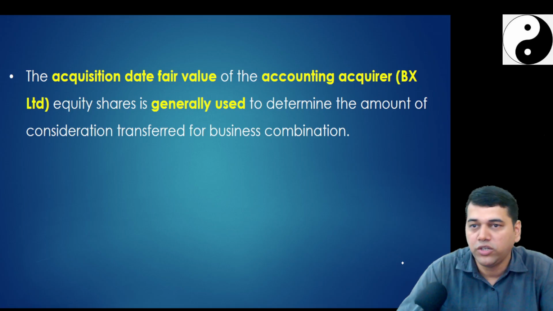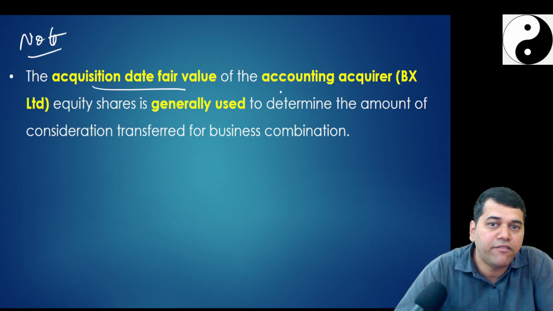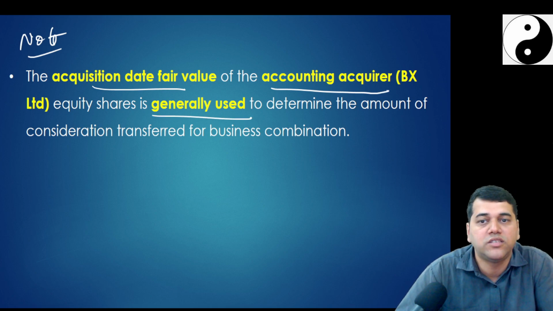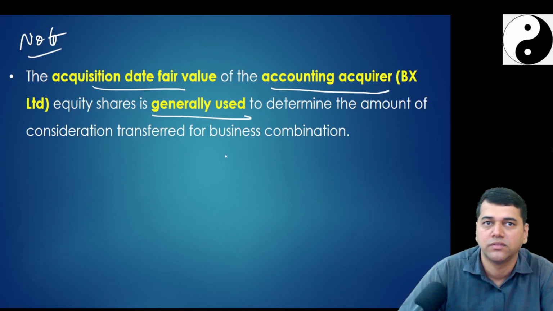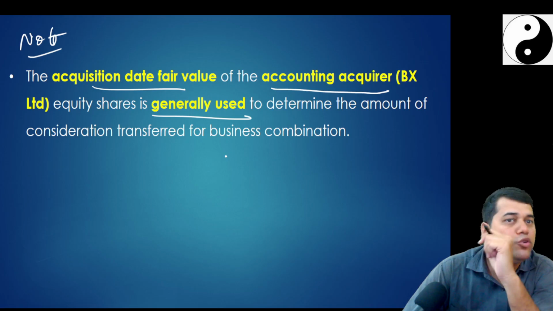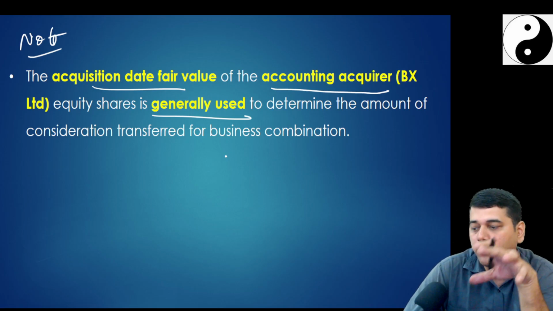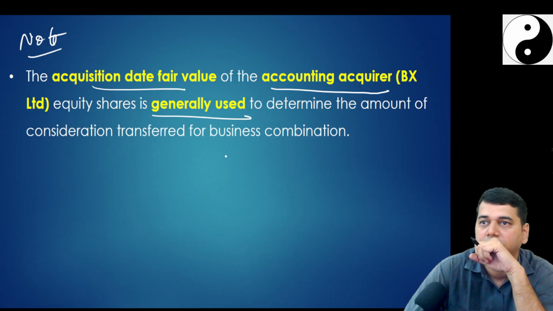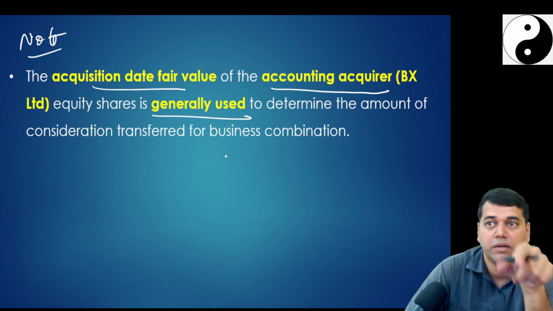So write note. Acquisition date fair value of the accounting acquirer is generally used to determine the amount of consideration transferred. Why did you take 20 rupees? There you did a working note. But why did you take it? Because we will say that generally the acquisition date fair value of the accounting acquirer will be considered. That's why we did that working note there and we multiplied here.